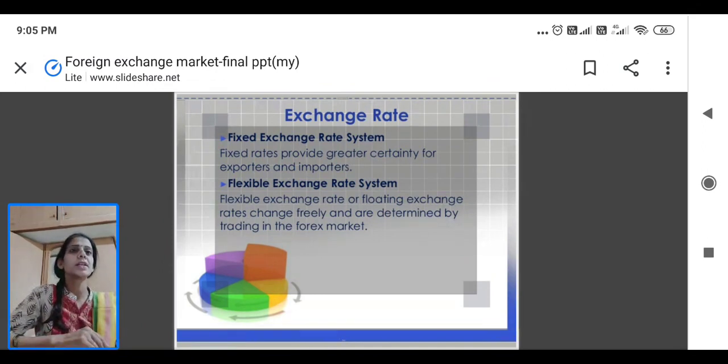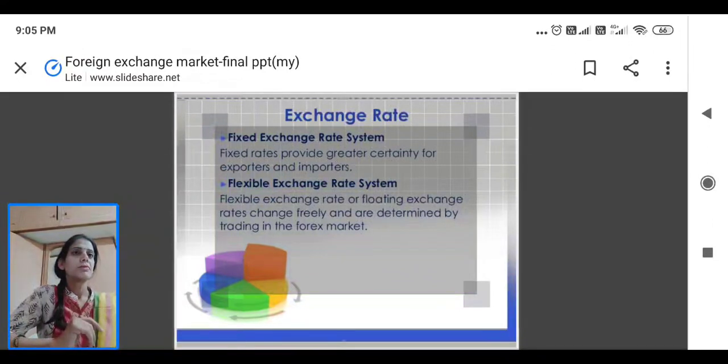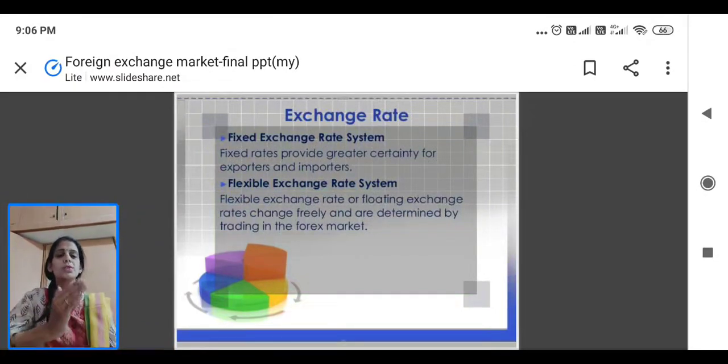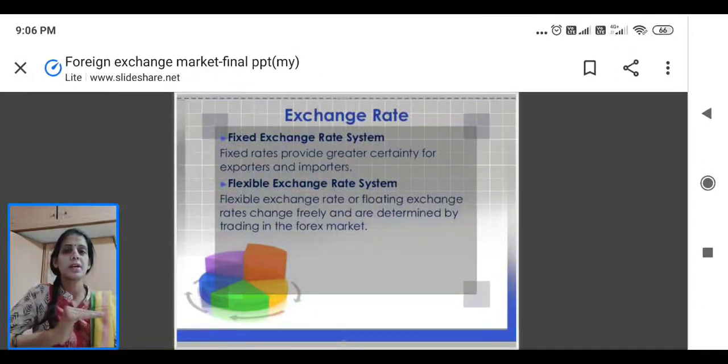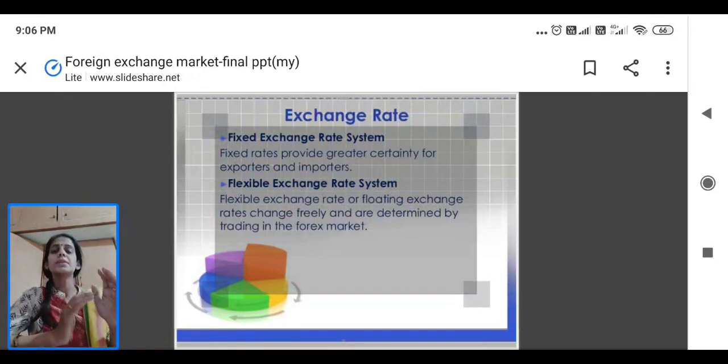So come to the next one, that is the flexible exchange rate system. This flexible exchange rate system is also called the variable rate system. Flexible exchange rates, or floating exchange rates, change freely and are determined by the trading in the forex market. So who is going to fix these foreign exchange rates? That is the forex market, the foreign exchange market. It is going to fix the rate for today. Based on the situation, this is the affordable rate at which we are going to exchange the currencies.